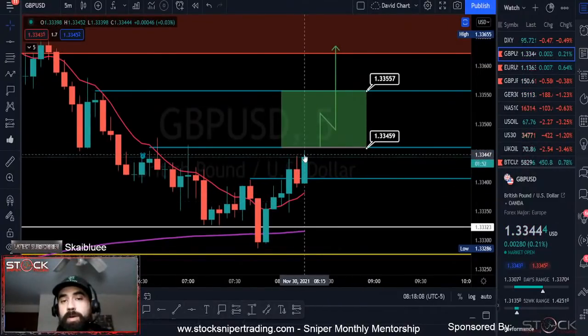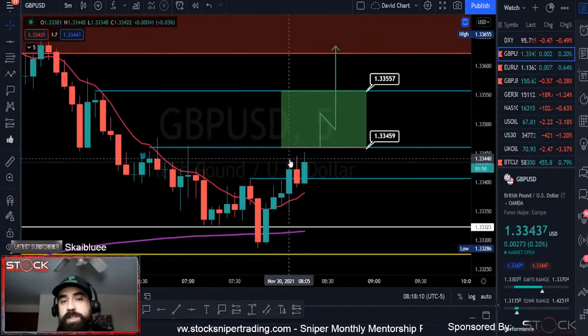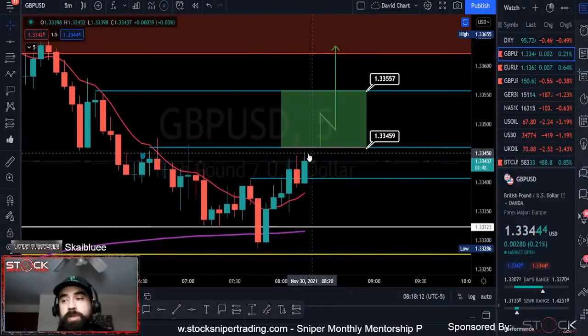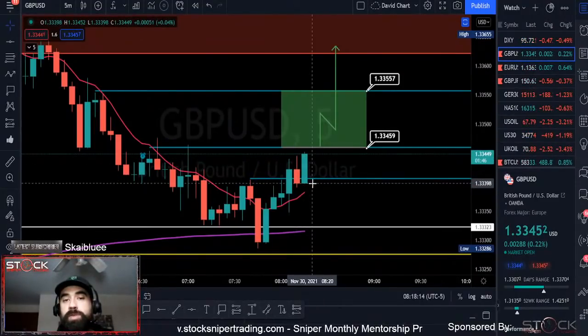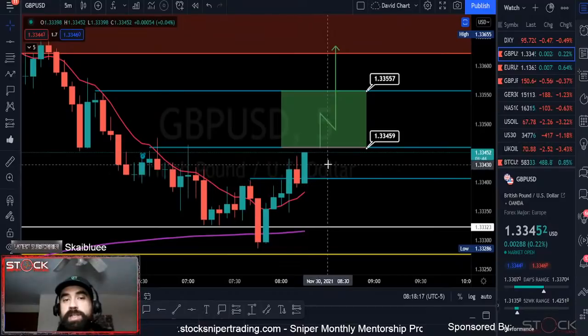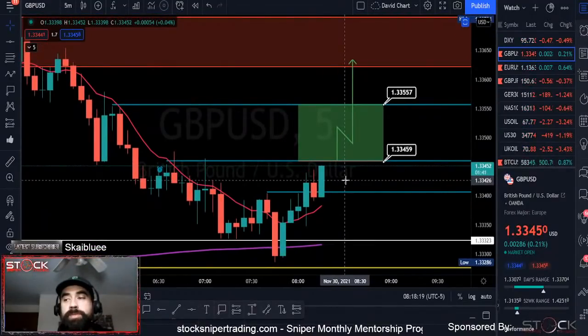So price has now made it above these previous two wicks, but look at the rejection starting to form. So it's holding support. All right, let's see now what we're going to do in terms of the continuation.